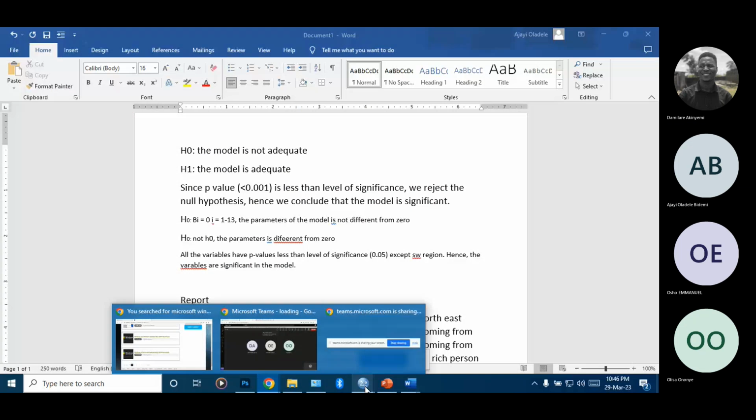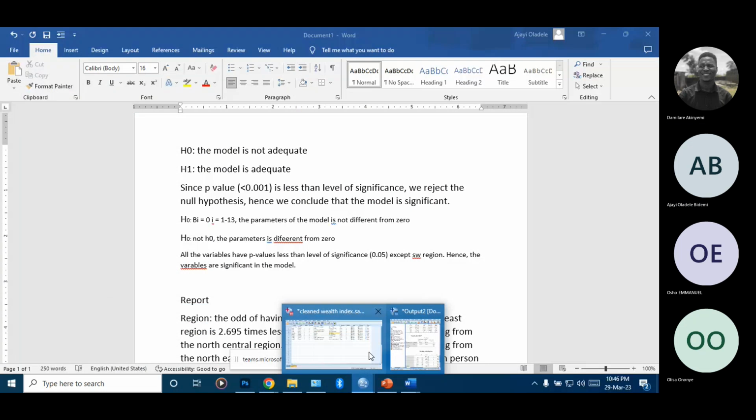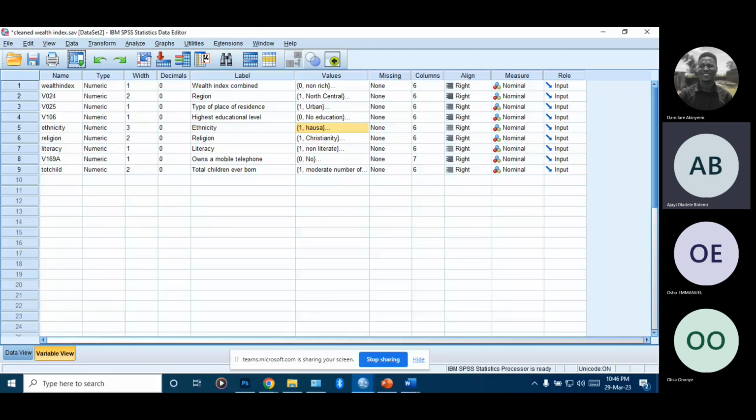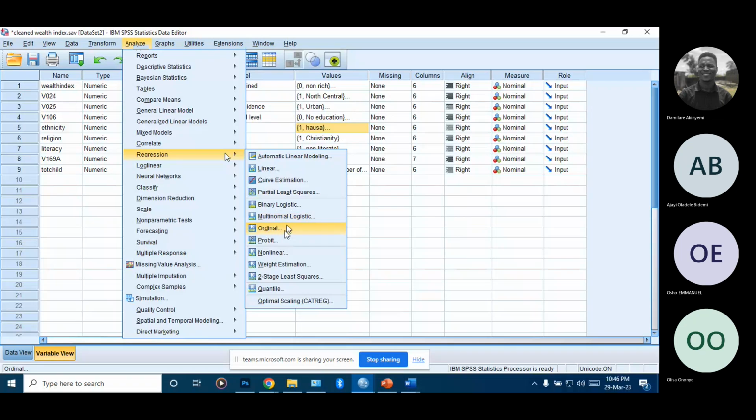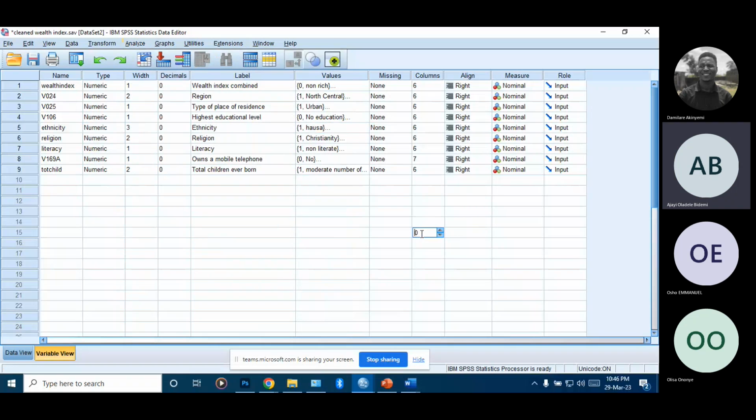Before we start the analysis, I actually mentioned the scenario that will warrant us to conduct a binary logistic regression. Now, there are types of logistic regression. We have multinomial, we have probit. Okay, so now the binary logistic regression warrants that we should have a response variable that is measured on a binary response.